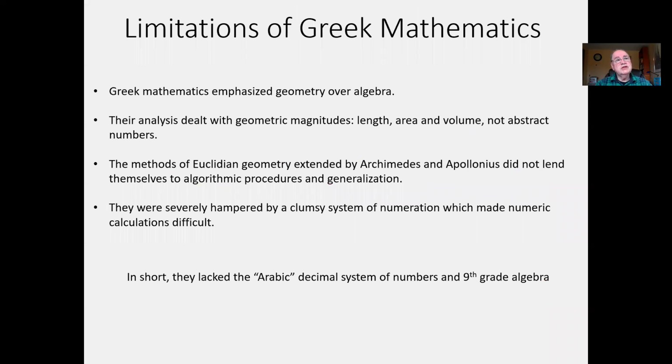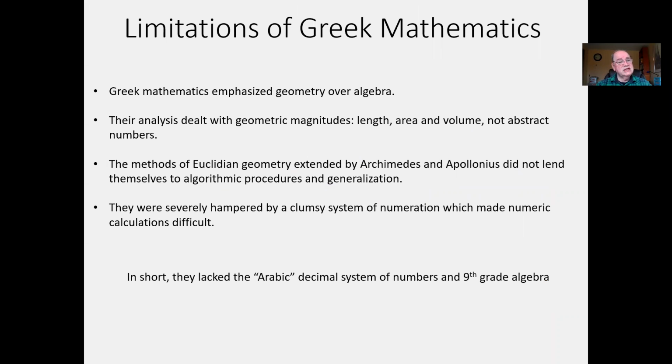Okay, so we're pretty much finished with our discussion of Greek geometry and its relationship to the history of the calculus. So the limitations of the Greeks: why, for example, did the Greeks not go all the way and actually invent the calculus as we know it?